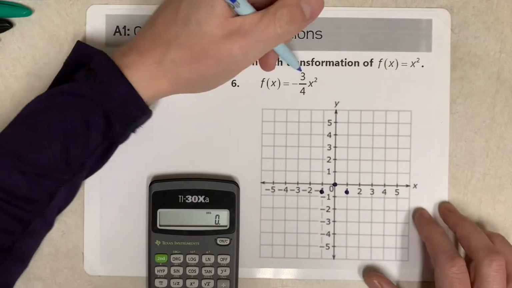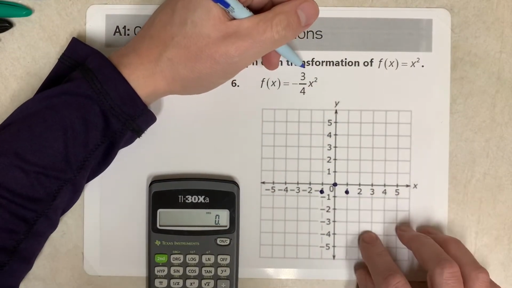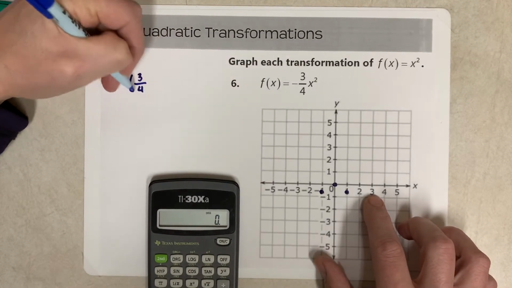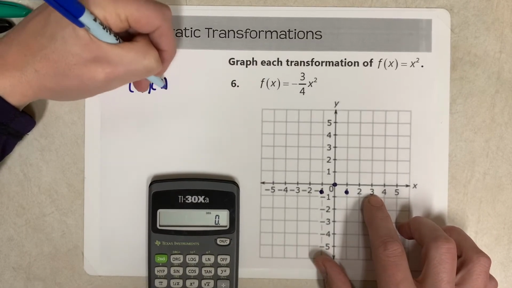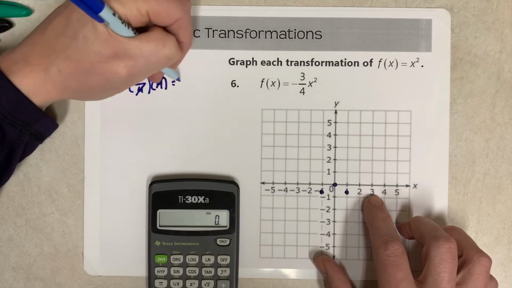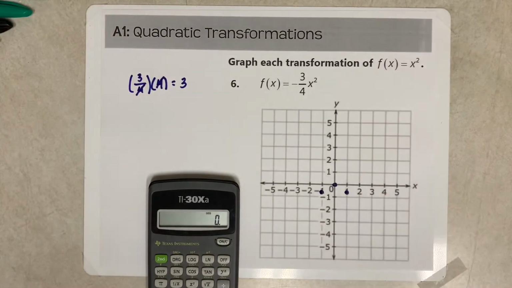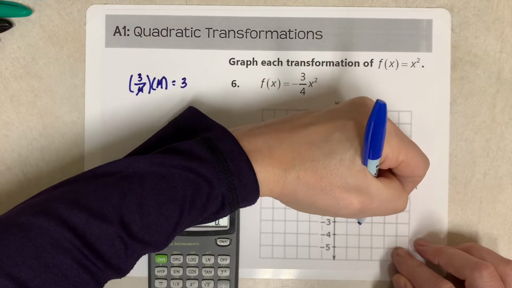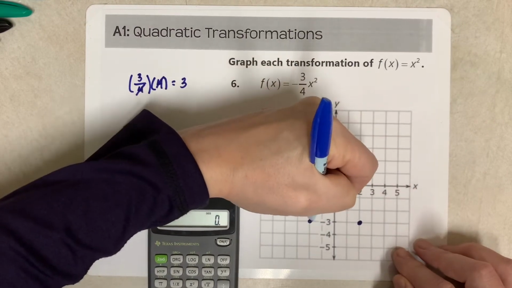All right, it used to be over 2, down 4, but now we have to take 3/4 of that. So 3/4 of 4 is going to be 3. So now we're going to go over 2, and that will be down 3. So over 2, down 3, over 2, down 3.